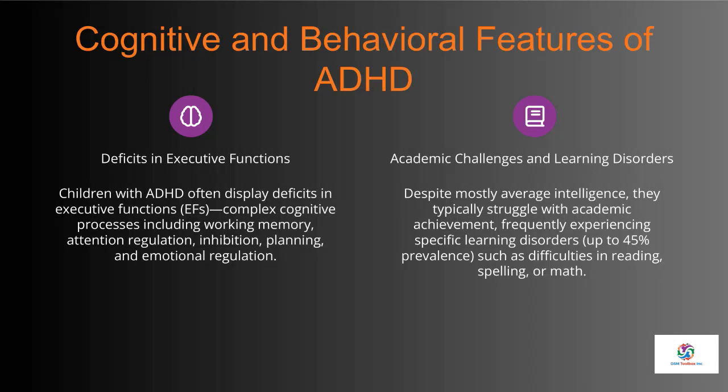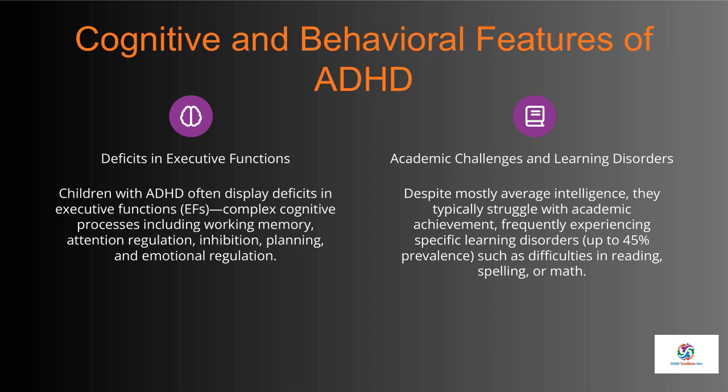When we look at the cognitive and behavioral features of ADHD, one of the key aspects is deficits in executive functions. These are higher-level cognitive processes that help us manage and regulate our thoughts and actions. Children with ADHD often have trouble with working memory, which makes it hard to hold information in mind and use it effectively. They also struggle with attention regulation, meaning it can be difficult for them to focus or stay on task. Inhibition is another challenge. This is the ability to control impulses and stop themselves from acting without thinking. Planning and emotional regulation, which involve organizing tasks and managing feelings, are also commonly affected.